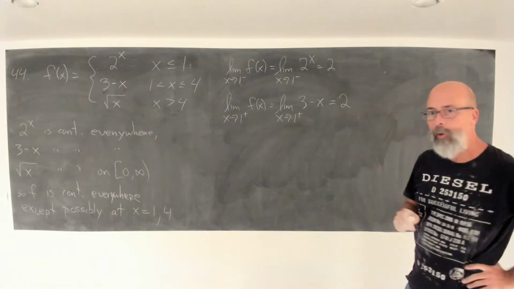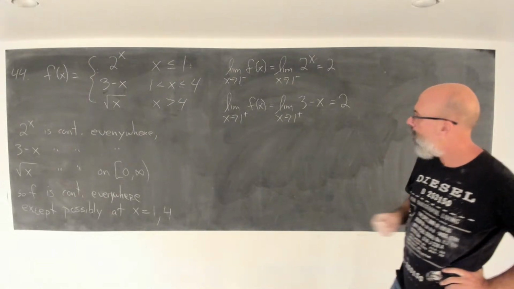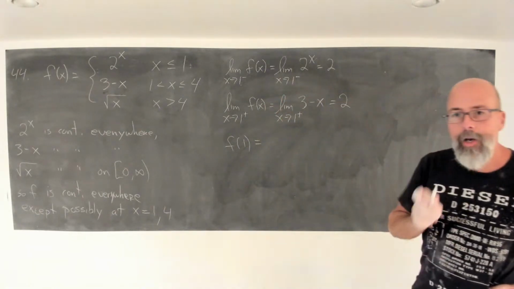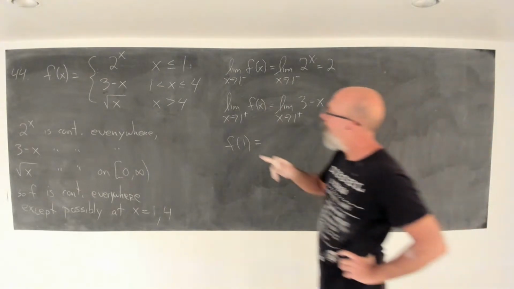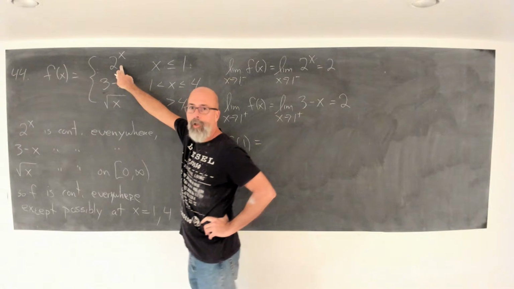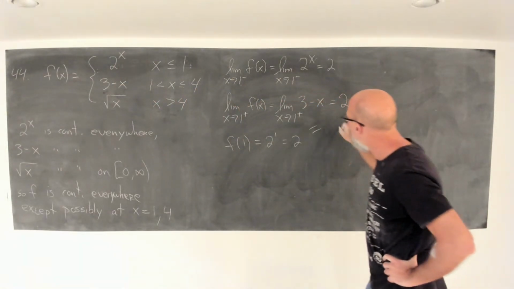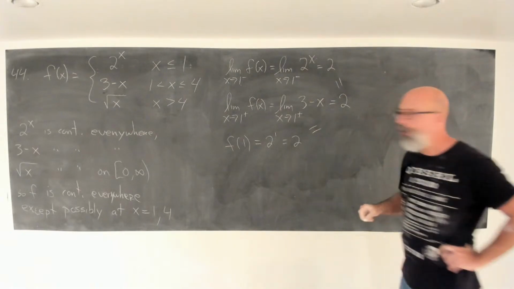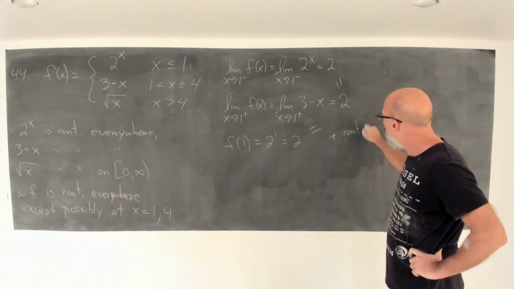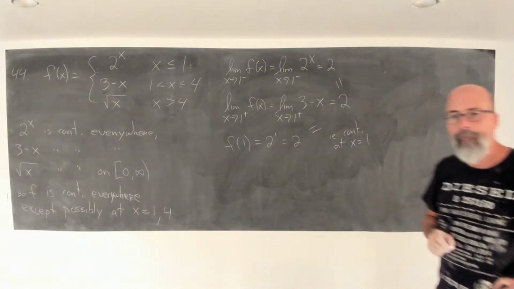So these two agree. We have a third condition for continuity, f of 1. And what is f of 1? Again, you're only allowed to plug 1 into this. It's 2 to the 1, which is 2. So now you see they're all equal, i.e. continuous, at x equals 1.